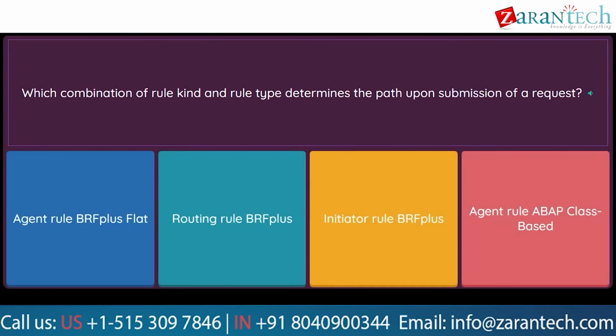Question: Which combination of rule kind and rule type determines the path upon submission of a request? Option 1 Agent Rule BRF plus flat. Option 2 Routing Rule BRF plus. Option 3 Initiator Rule BRF plus. Option 4 Agent Rule ABAP class based.